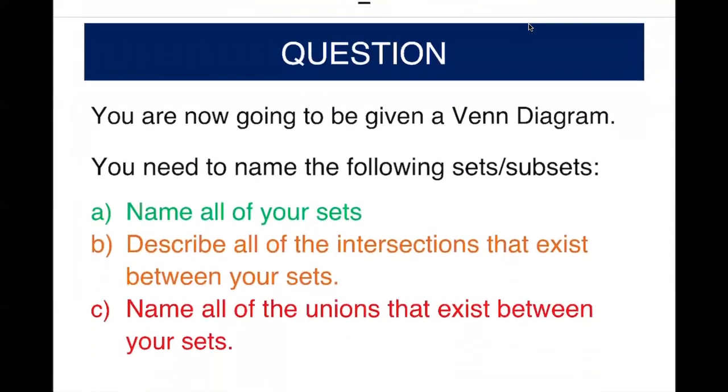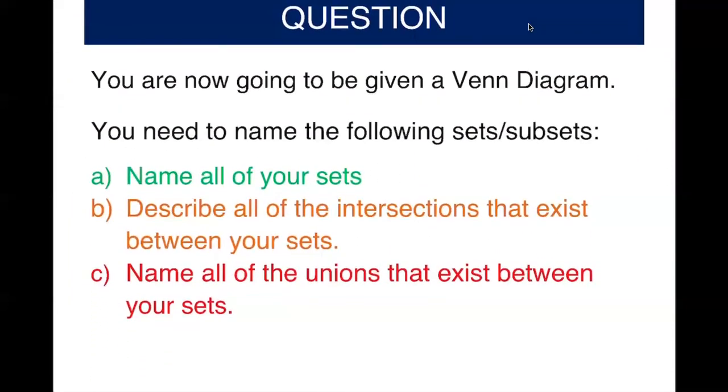All right, so now you're going to do 3 parts for these next couple of questions. You're going to name the sets, which means you're going to write down what is in A and what is in B. You're going to describe the intersections. Remember, the intersection is A intersection B. And name all the unions. You're going to have A union B. So those are the 3 types of questions you're going to answer for this one.